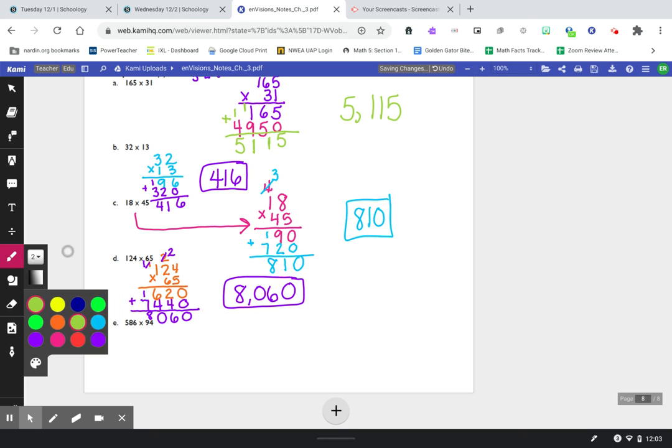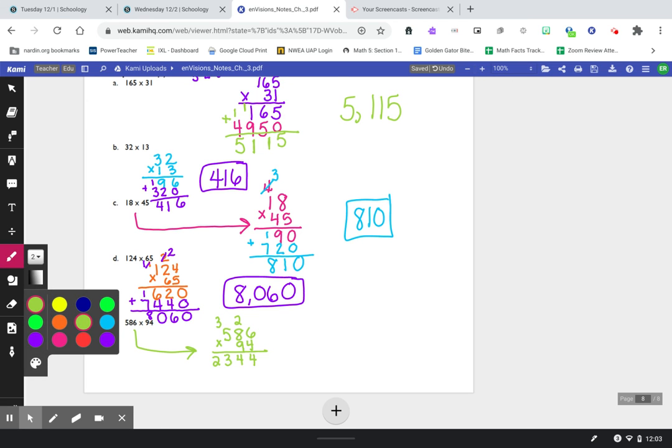And then the last one, they want 586 times 94. Draw my arrow. Again, start with that number in the ones place. So 4 times 6 is 24. Put your 4 down, carry your 2. 4 times 8 is 32. Plus 2 is 34. Drop your 4, carry your 3. 4 times 5 is 20. Plus 3 is 23.